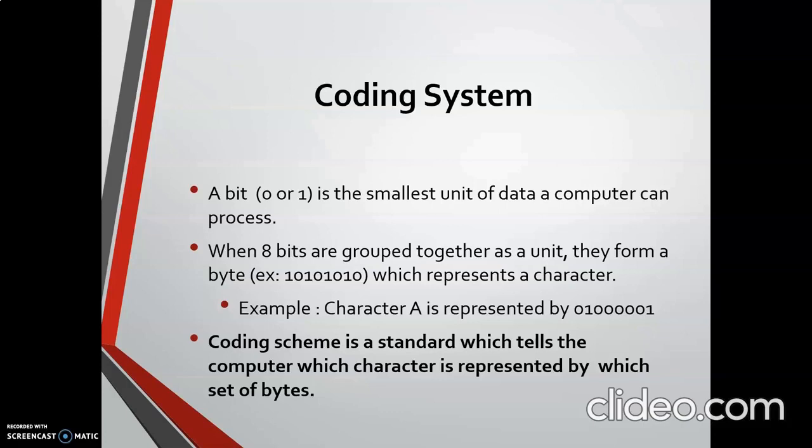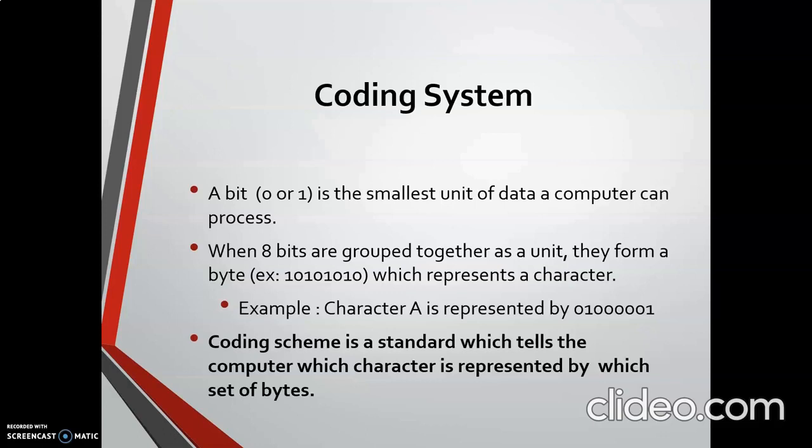So to represent all these characters that we are using every day, we must have a standard code, meaning we should all be using the same code. Then only can our computers communicate with other computers. So to have that, people have created coding schemes. A coding scheme is just a standard which tells the computer which character is represented by which set of bytes.